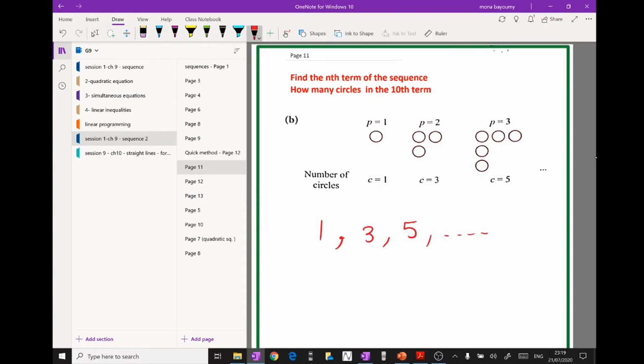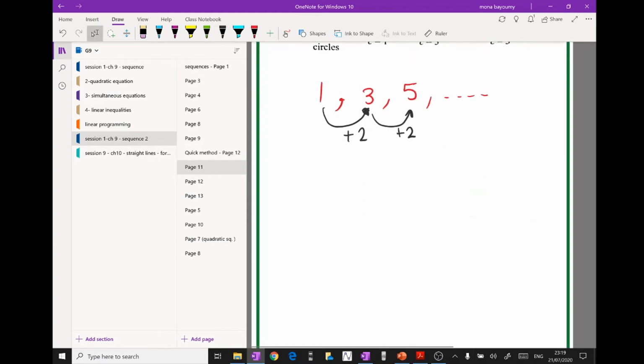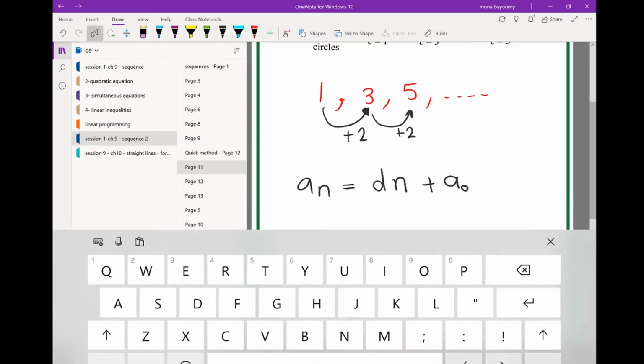First of all you have to find the common difference. What is the common difference in this case? 1 becomes 3. What is the term to term rule? Our common difference between them is positive 2. Again, positive 2. So how can I find the nth term? By using the quick way to find the nth term. An equals common difference, which is D, n plus A0. What's D?